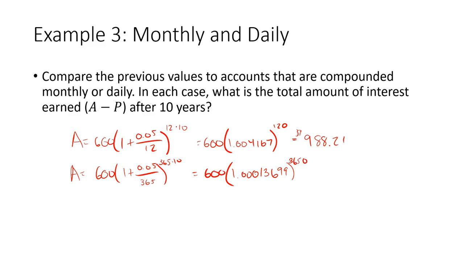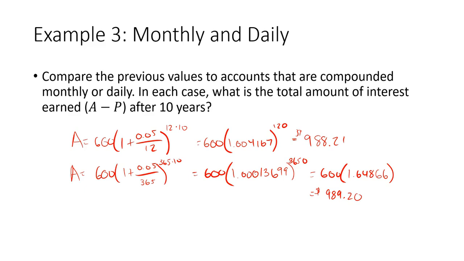3650. 365 times 10 is 3650. We raise it to the 3650 power. We get 600 times 1.64866, which is 989.20. So you can see from just the difference between the values compounded monthly and compounded daily that even if you compound the account daily, you only earn an extra $1 over 10 years.